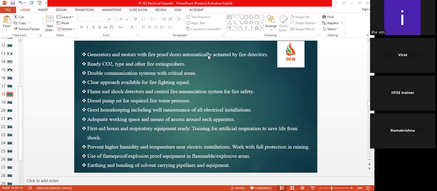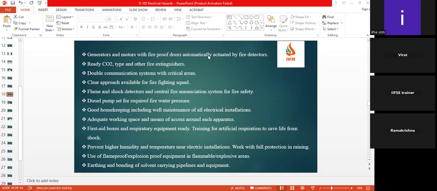Good housekeeping, including well-maintained electrical insulation. In case of insulation damage, it should be rectified immediately. And adequate working space and means of access around each apparatus. To take any equipment, you should have sufficient space in and around the equipment so that you can work properly. First aid boxes and respiratory equipment should be ready, and there should be training for artificial respiration to save a life from shock.